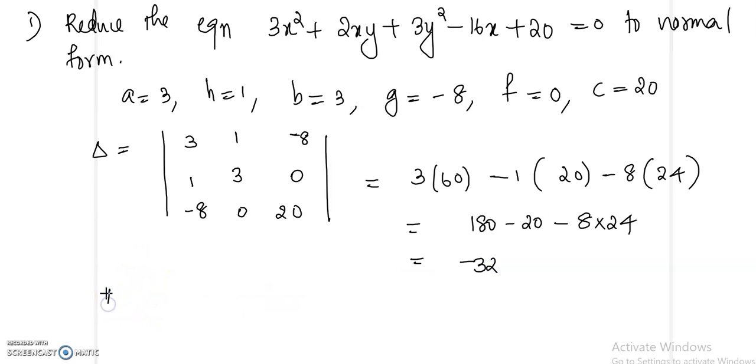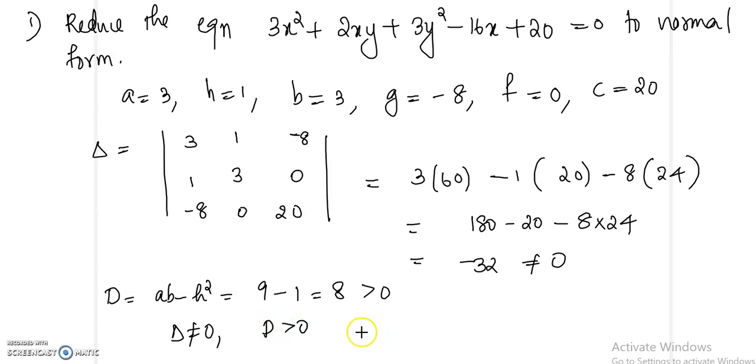And capital D will be equal to AB minus H square. So that will be equal to 9 minus 1. So you will get 8. So D is greater than 0 and delta is not equal to 0. So therefore the given equation represents an ellipse.